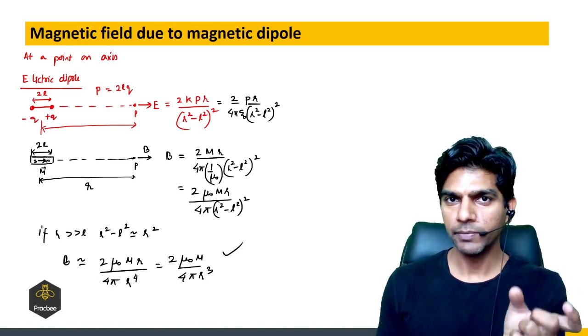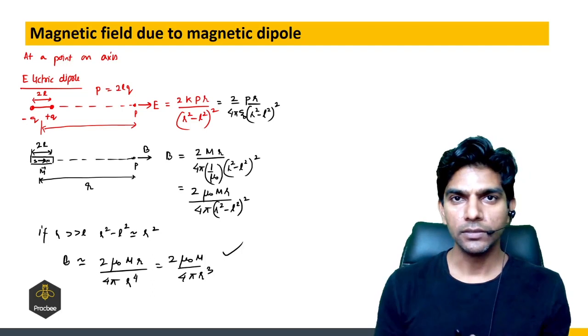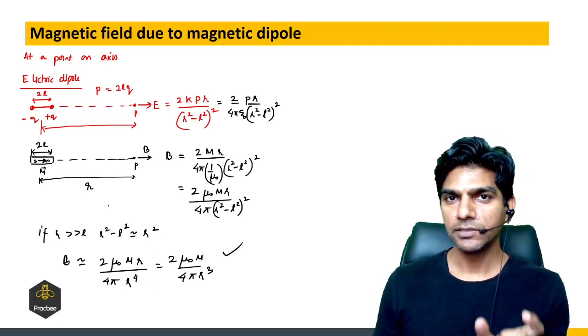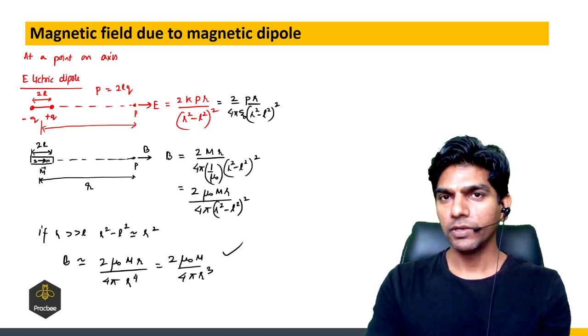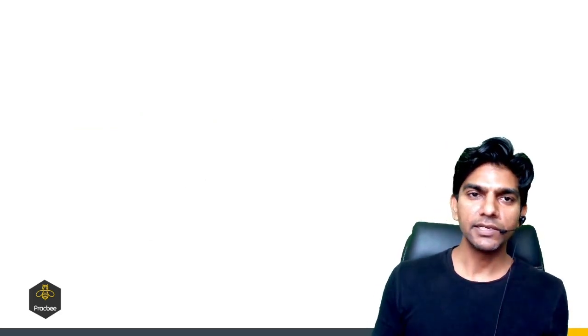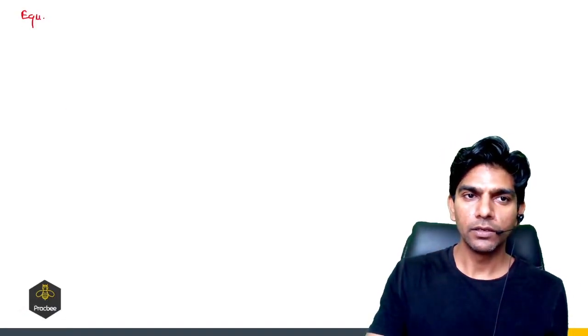A short bar magnet is a magnet in which the length of the magnet is very small in comparison to r, where r is the distance at which we want to find the field. Now this is the case of magnetic field at a point on the axis. Now let us see the case where we have to find the magnetic field at a point on the equatorial plane.